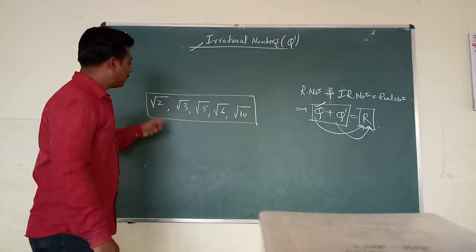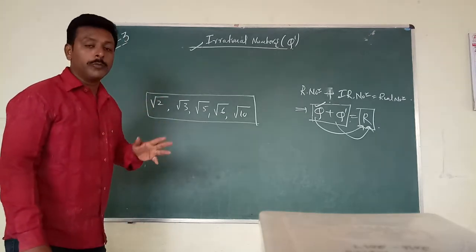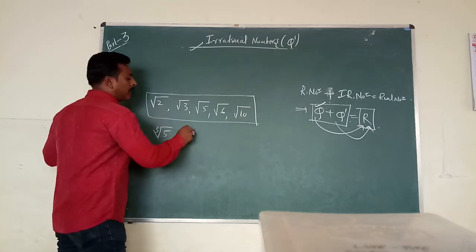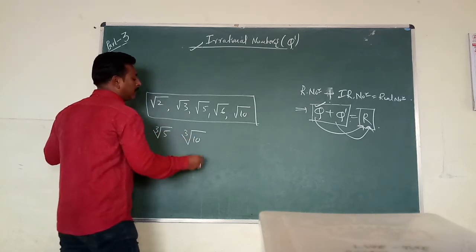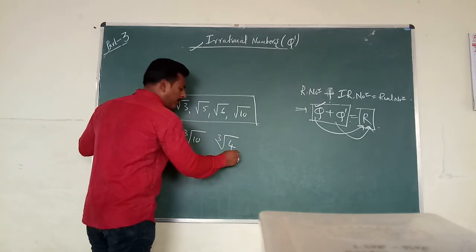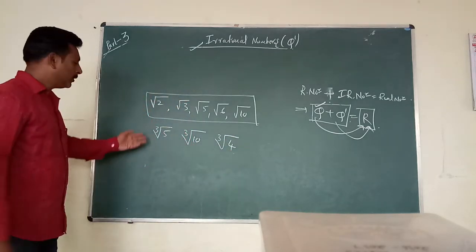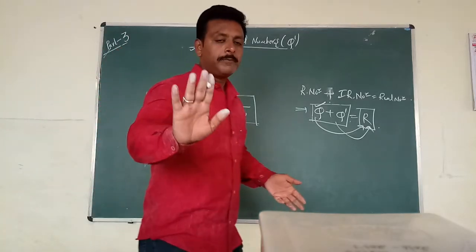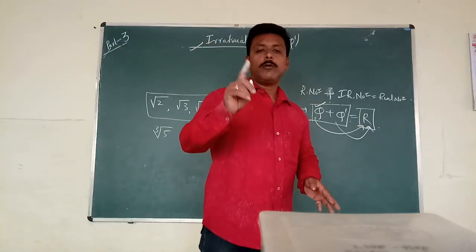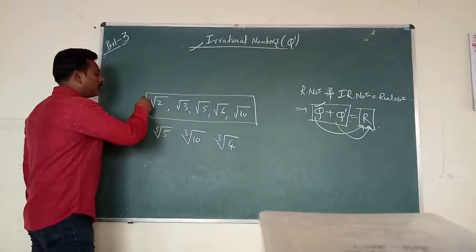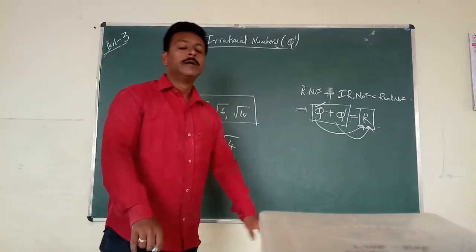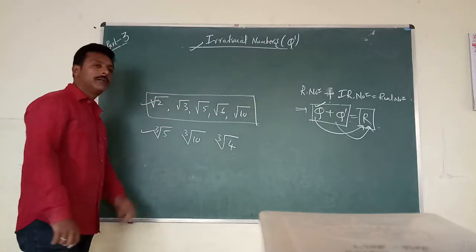You have a doubt, sir, only square root लेना है? नहीं, क्यूब रूट भी ले सकते हो. क्यूब रूट ऑफ 5 ये भी irrational number है. क्यूब रूट ऑफ 10 ये भी irrational number है. क्यूब रूट ऑफ 4 ये भी irrational number है. क्यूब रूट को छोड़ो, फोर्थ रूट को भी ले सकते हो, फिफ्थ रूट को भी ले सकते हो, but for the sake of 9th standard only you have to discuss about square root and cube root. Not a single sum you will get other than square root and cube root.